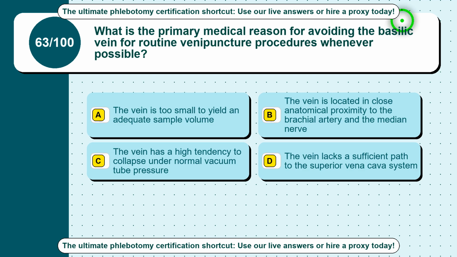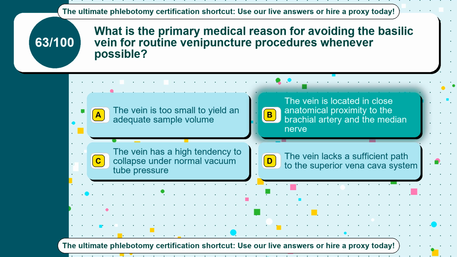Question 63. What is the primary medical reason for avoiding the basilic vein for routine venipuncture procedures whenever possible? Option A, the vein is too small to yield an adequate sample volume. Option B, the vein is located in close anatomical proximity to the brachial artery and the median nerve. Option C, the vein has a high tendency to collapse under normal vacuum tube pressure. Option D, the vein lacks a sufficient path to the superior vena cava system.